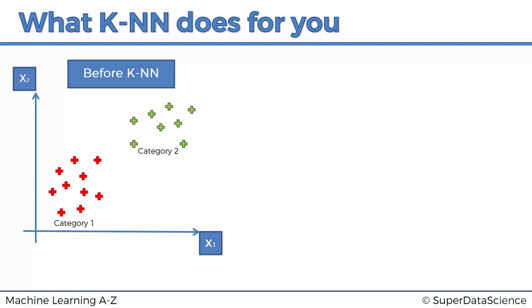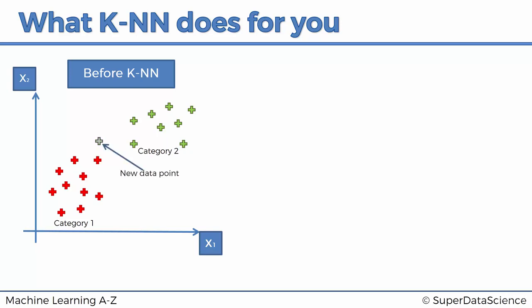Let's imagine that we have a scenario where we have two categories already present in our dataset. We've identified two categories: category 1 on the left, which is red, and category 2 on the right, which is green. For simplicity's sake, we're just going to take into consideration two variables, or two columns, in our dataset. So all of this grouping is happening based on these two columns, x1 and x2.